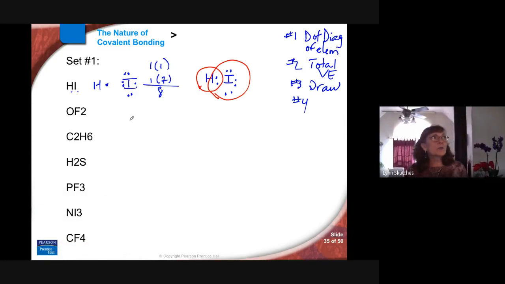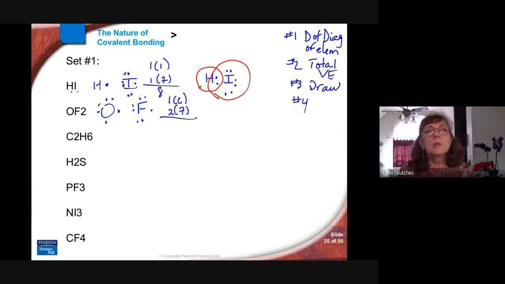Okay, OF2, oxygen. 1, 2, 3, 4, 5, 6. Fluorine, also a halogen. 1, 2, 3, 4, 5, 6, 7. 1 times 6, 2 times 7. Add them up. That should give you 20 dots when we're all done. Start with a singleton, oxygen. Put in the fluorines.